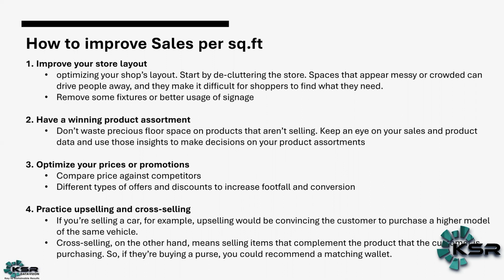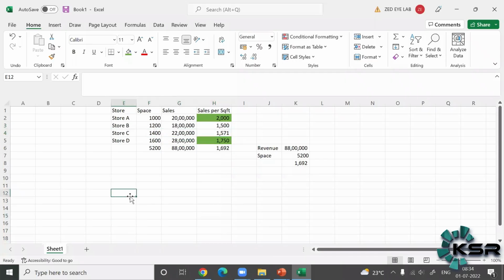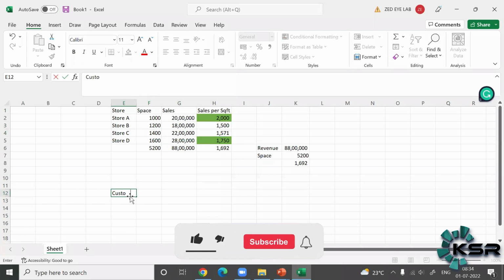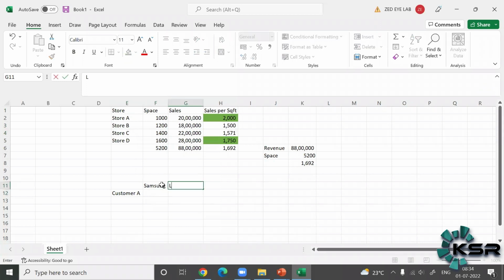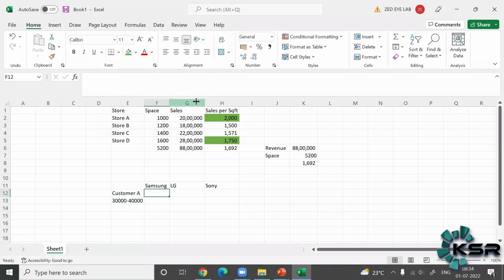Now there are 3 products. Let me show with an example, that will be better. Assume customer A has come for TV shopping, correct? Now I have a Samsung TV, an LG TV, and a Sony TV. The budget given by the customer is 30,000 to 40,000, correct? Now you will ask him, sir, what is your requirement? 32 inch, 34 inch, 40 inch, and so on. Assume the customer only asks, show me the TV which is 40 inch.